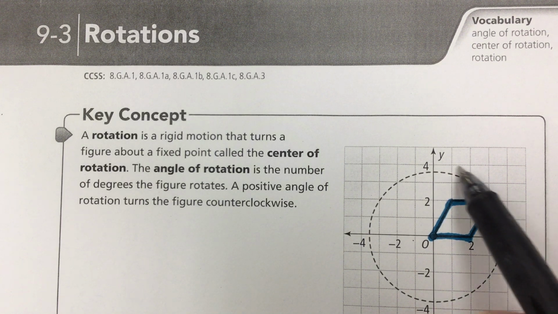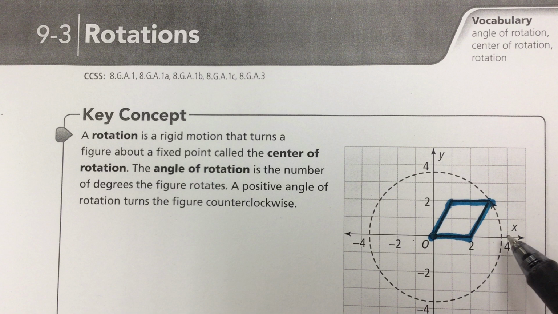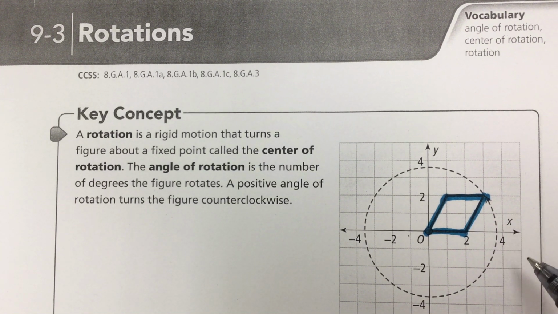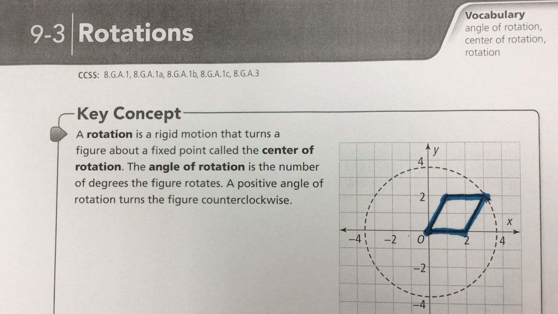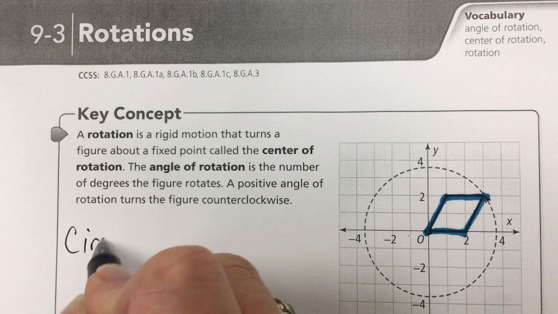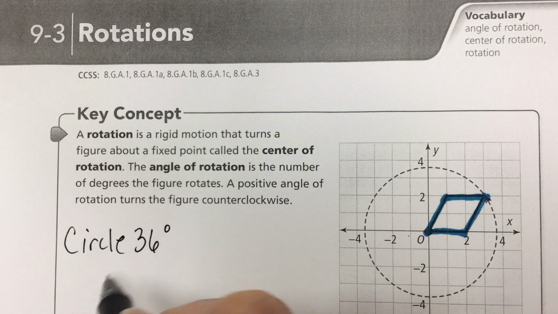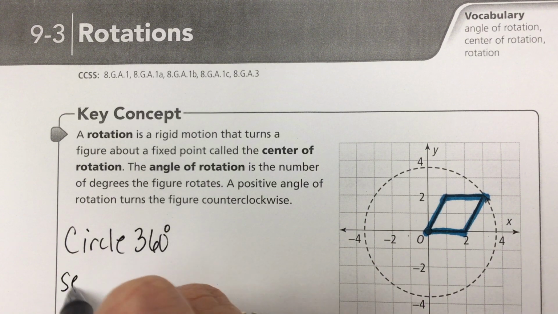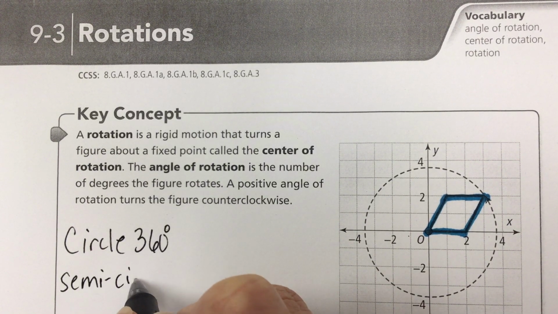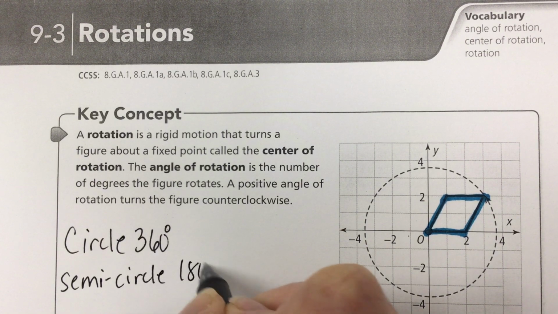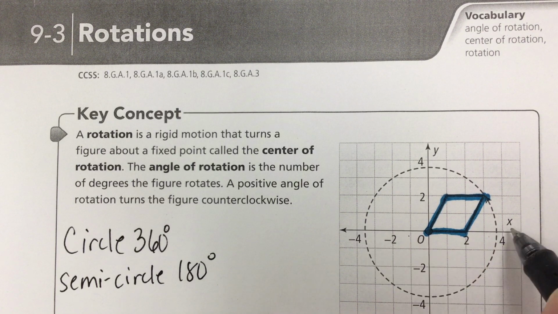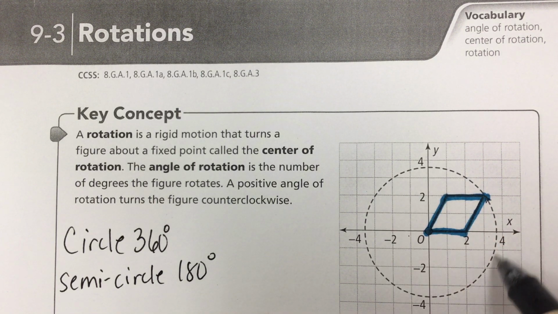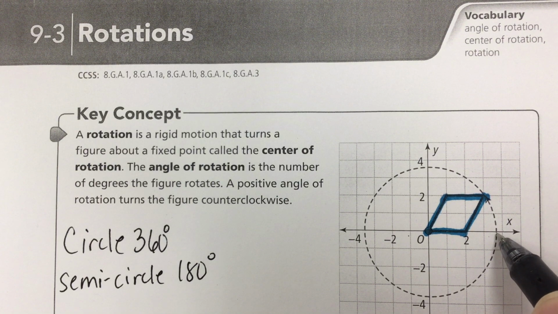Now, rotating a complete circle would be a rotation of 360 degrees. Remember, a circle has 360 degrees. Half a circle would be half of 360, which would be 180, okay? A semicircle, which is half a circle, would be 180 degrees. So from here all the way around to here would be 180. From here all the way around back to where you started would be 360, all right?